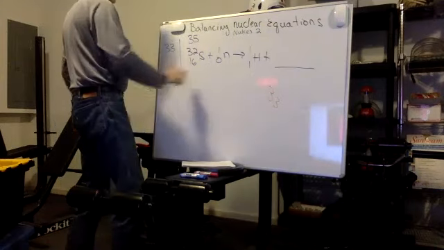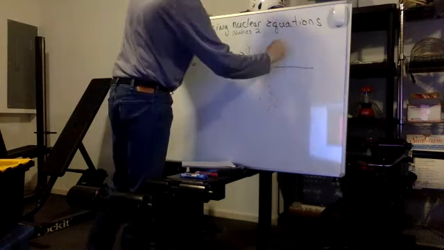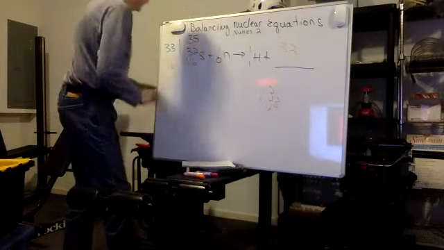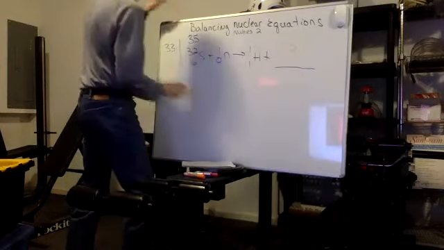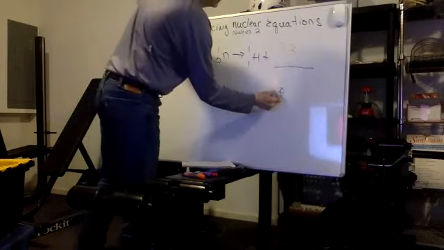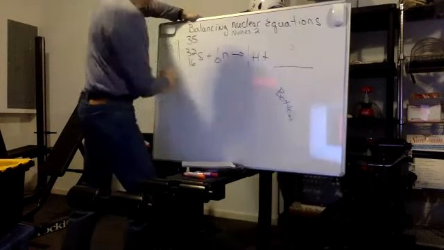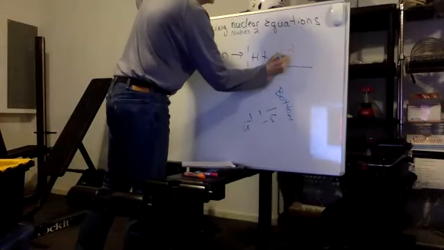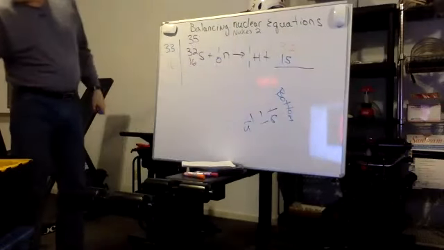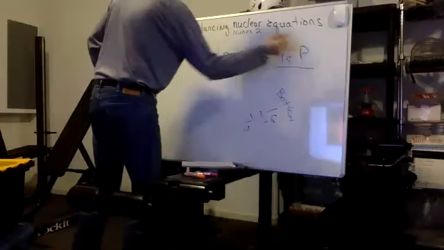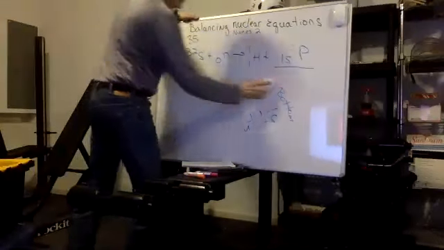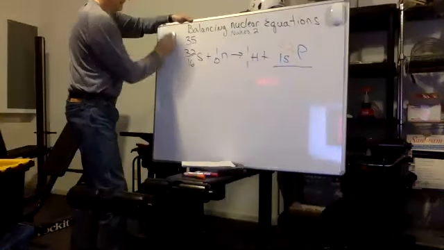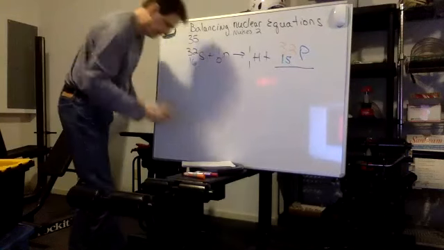33 plus 1 is going to be 32 on top, and 16 on the bottom. I've got 1 there, which would be 15. And 15 is phosphorus, yes. Phosphorus-32 isotope. That is number 35.